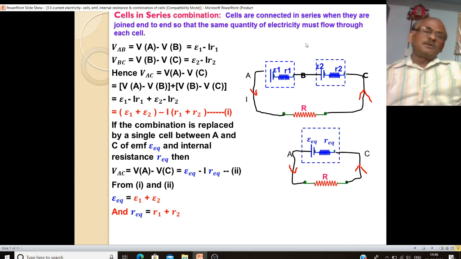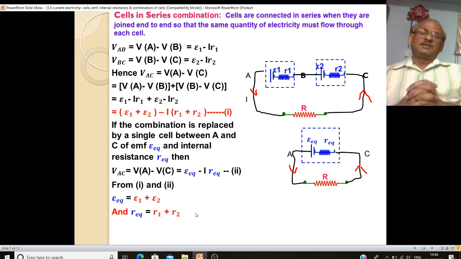If the combination is replaced by a single cell of EMF E equivalent and internal resistance R equivalent, drawing the same current, then VAC equal to E equivalent minus I R equivalent. If we compare equation 1 and equation 2, we get E equivalent equal to E1 plus E2 and R equivalent equal to R1 plus R2. This is just for the 2 cells.